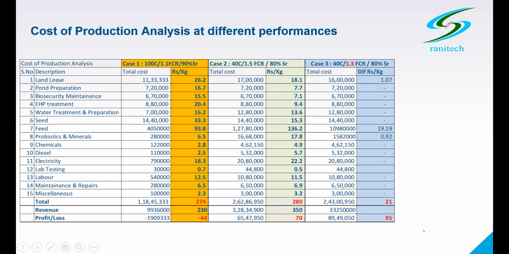So friends and farmers, please consider FCR, because FCR 1.5 has become very, very normal in India. I don't think it is normal anymore. We have to target 1.1 FCR, at least 1.2 FCR for 40 count. That would be the real big picture.